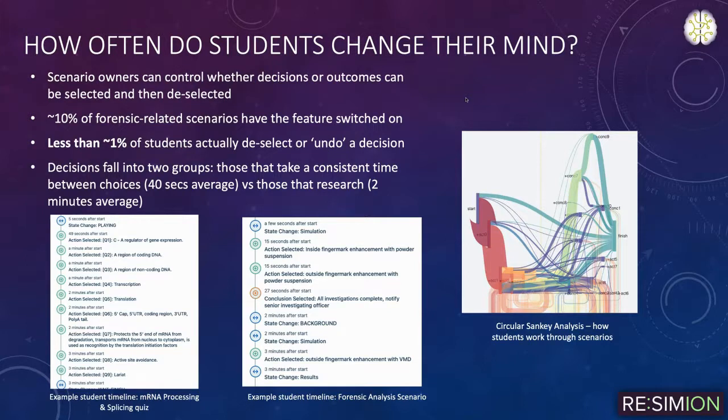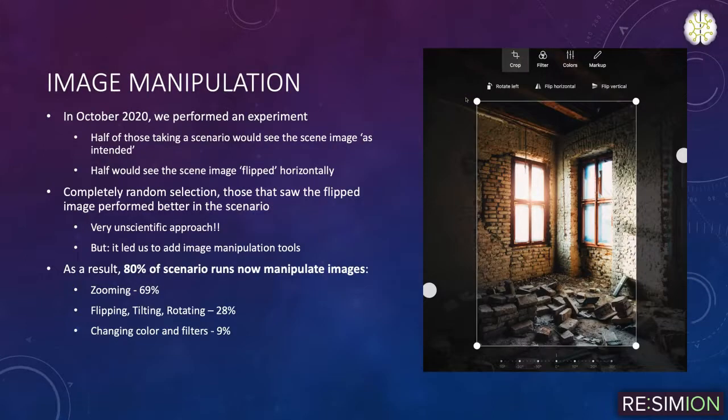That was very insightful because we spent a lot of time adding functionality to allow students to reflect on a decision and maybe go back and change a decision that they've made. And actually, they don't seem to. Once they've made the decision, that's it. It's locked in and they're running with it. Image manipulation was another interesting insight that we found.